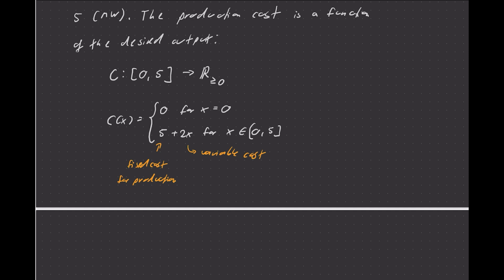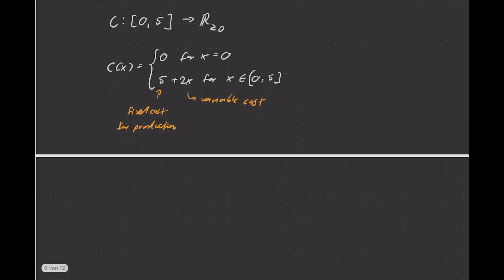Okay, now let's see about the properties of that function. First, I already mentioned the domain and the codomain of that function. Easy to see. So the domain here is simply the set 0 to 5, this interval. The codomain is equally easy. That is the real numbers greater or equal to 0. Now what about the image? Of course, you can imagine the image is not equal to the codomain in this case. A cost of 0 is totally possible.